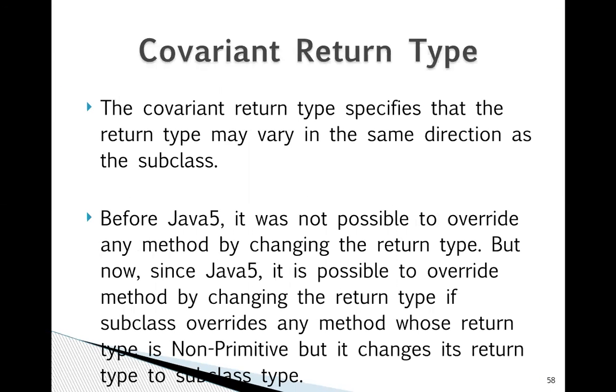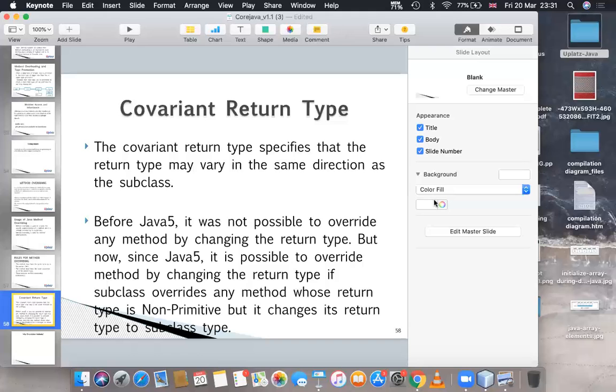Now let us move on to another important point. There are some rules for method overriding from Java version 1.5 onwards. There is something called covariant return types. The covariant return type specifies that the return type may vary in the subclass. That is, the return type of the method can vary if it is a covariant return type. Let us try to understand it by doing a program.